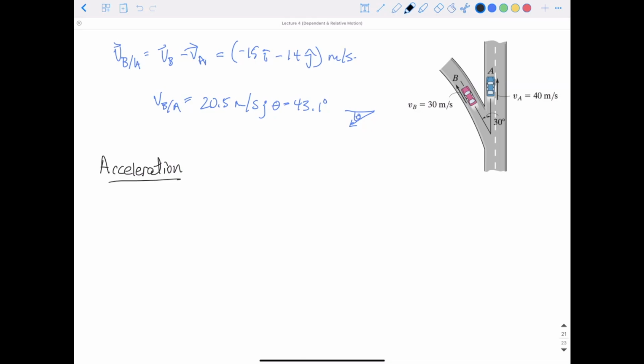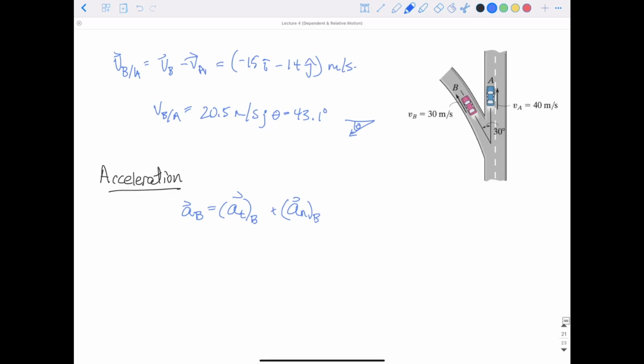So we can write our total acceleration of car B would be equal to the tangent component of B plus the normal component of B. So the tangent component is going to be going along that path, and the normal component is going to be pointing inwards from that path.